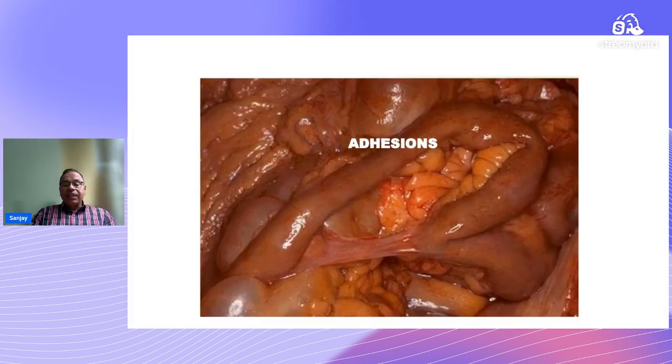This is a classical adhesion which can be seen between two segments of the bowel. Now, this initially is still a fibrinous bridge. Over a period of time, it can become a dense fibrotic band.